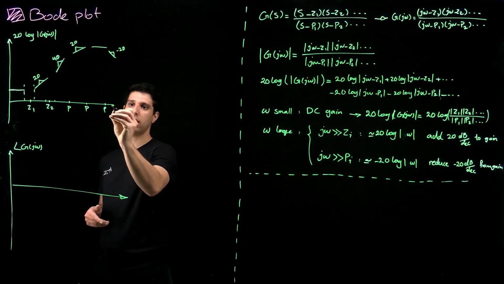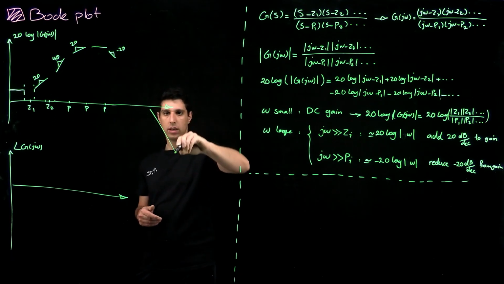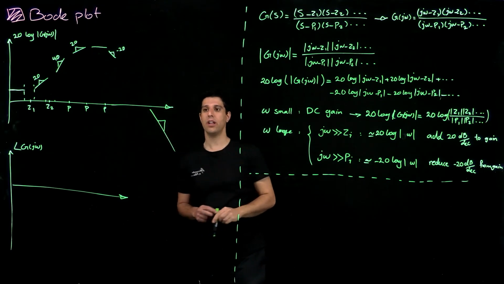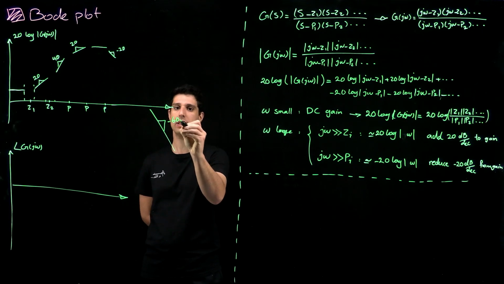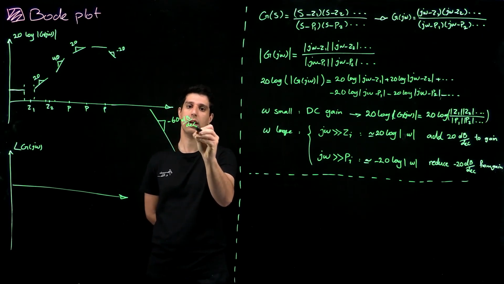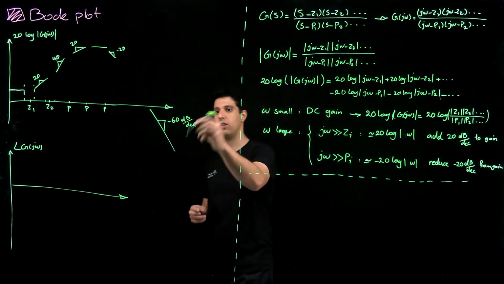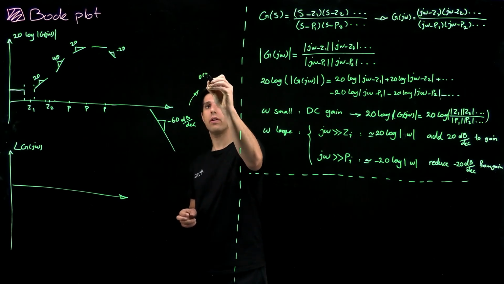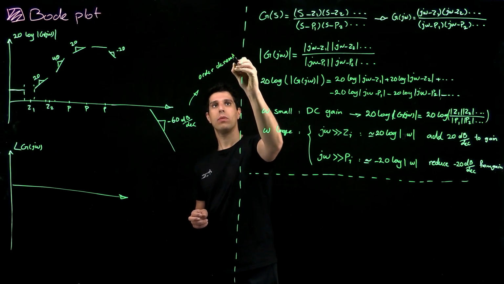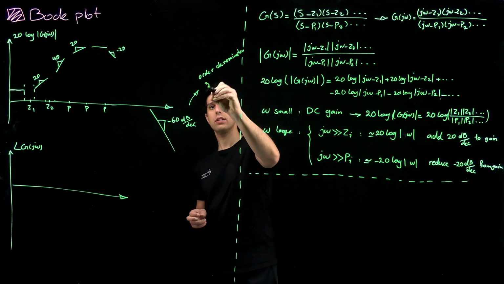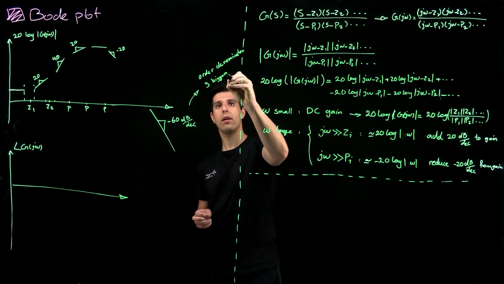Let me extend the line. So imagine at very large values, I have finally reached a slope that is minus 60 decibel per decade. Just looking at the slope at higher frequencies, I can immediately know that order of denominator is three order bigger than numerator.